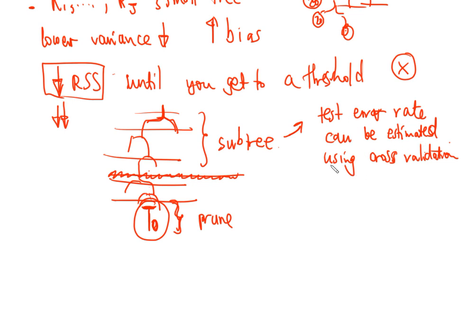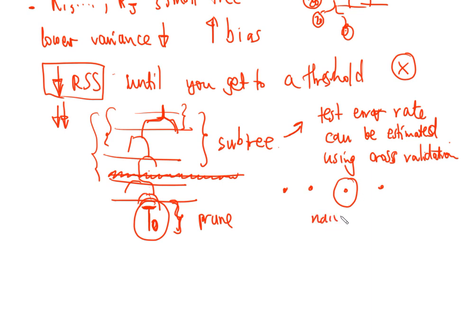Test error rate can be estimated using cross-validation. And then we say, for this subtree, the test error rate was this one. For this subtree, the test error rate was so much. For this one, it was so much. Then we compare the test error rates for each subtree, and then we choose the one with the lowest test error rate. That's what we can do using cross-validation.